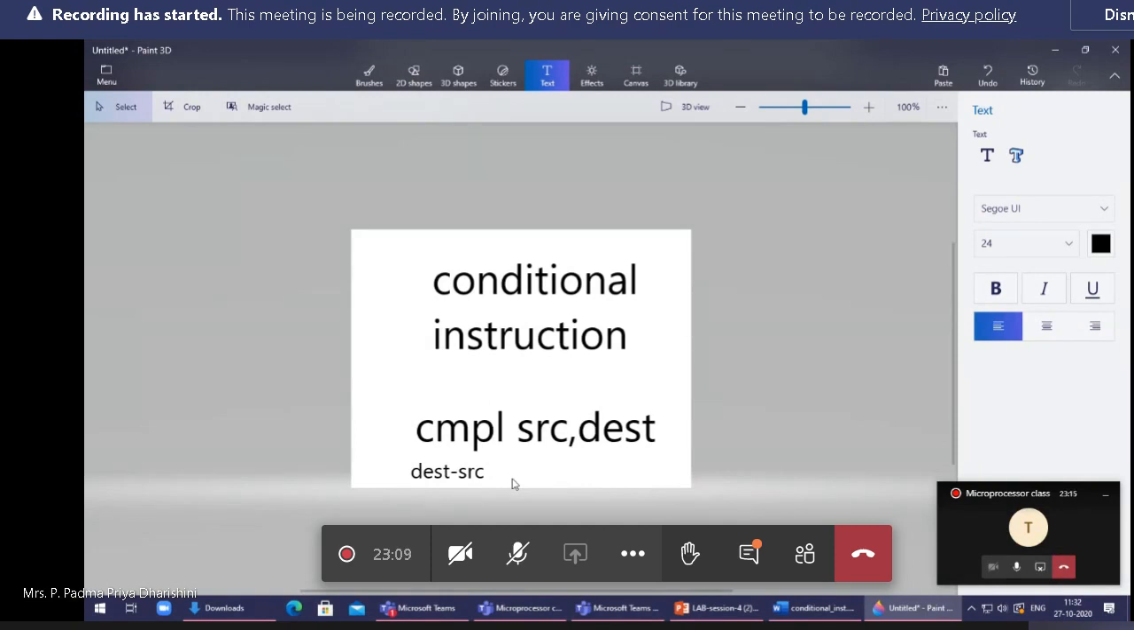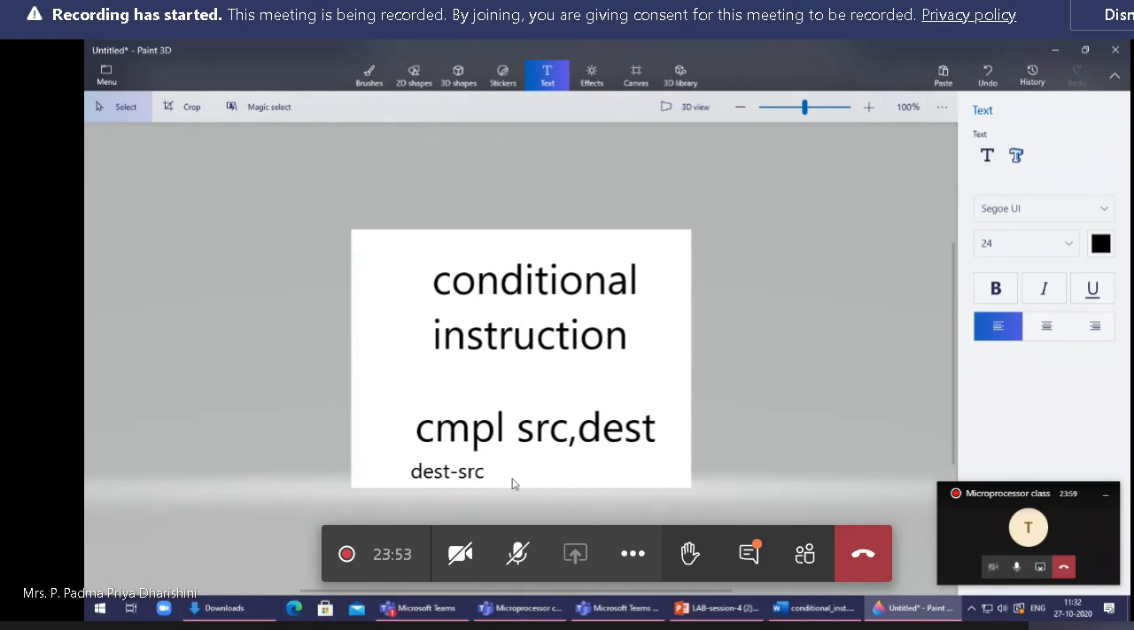This compare instruction performs the subtraction and then it sets some flags. There are some flags that we are interested in. Let us take the case where the result of the subtraction is 0. If the source value is 10 and the destination value is also 10, then 10 minus 10 is 0, so we get the result as 0. So what the compare instruction will do is, if the result is 0, it will set the zero flag.